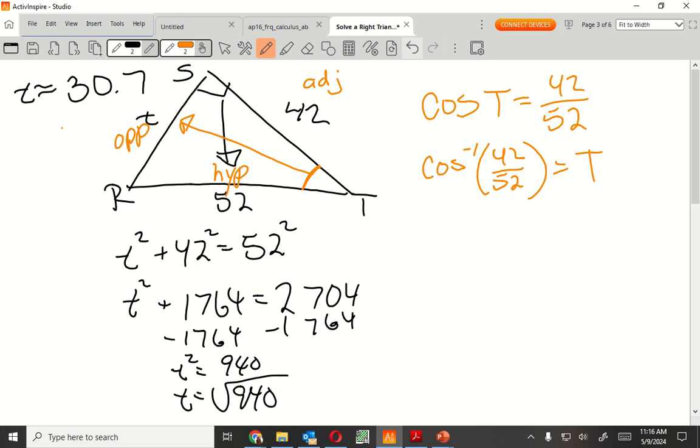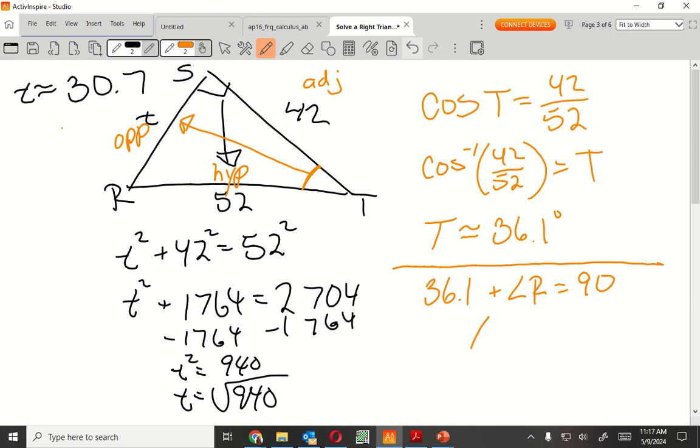36.1. And using the cofunction, 36.1 plus angle R is equal to 90. So angle R is going to be, yep, 53.9. So I'll write that down.